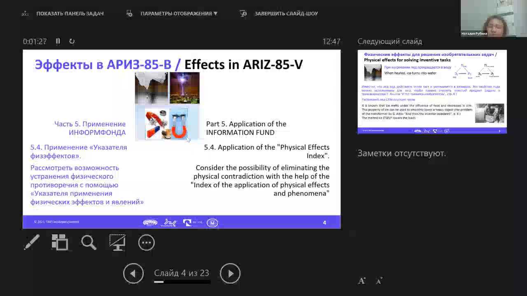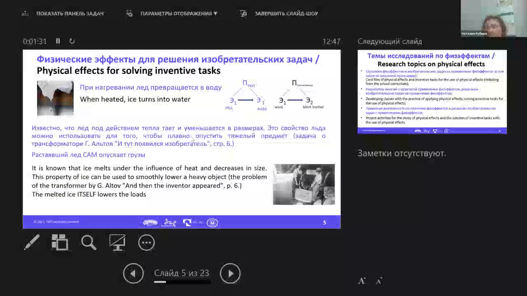So this is the algorithm we have, with step 5.4, which is the application of physical effects. This is a step which is quite understandable. Those physical effects can be applied for addressing these physical contradictions of properties. And there is this well-known example of the phenomenon when the ice melts and turns into water.